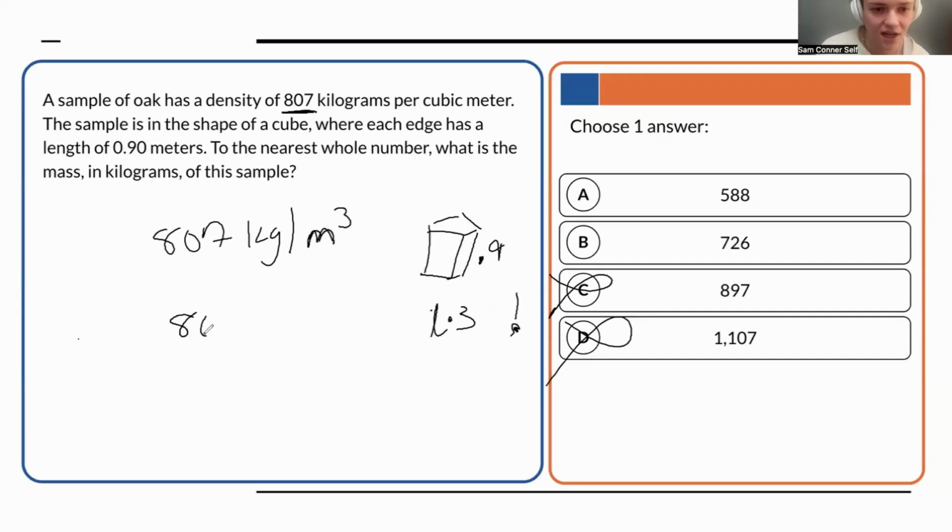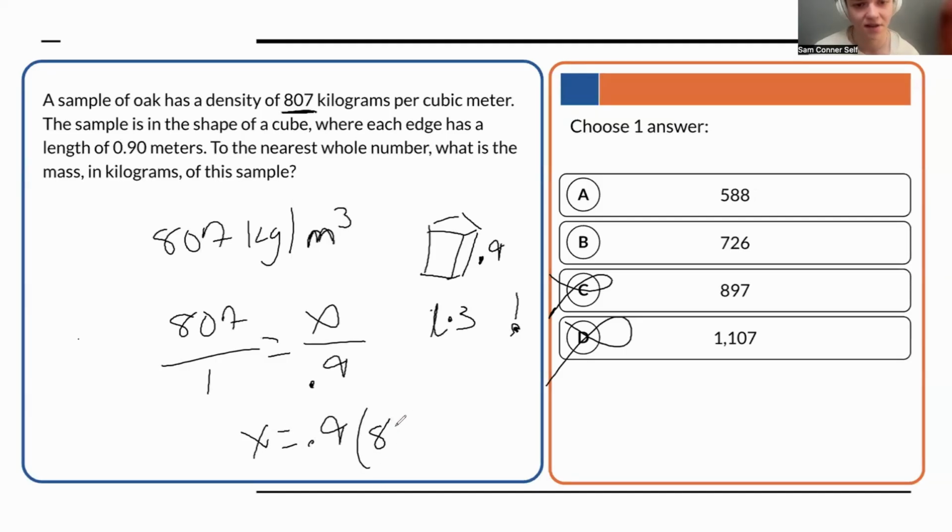Again, it's a ratio problem over 1 meter cubed, and we're looking for X over 0.9. Then you just multiply this out. X is 0.9 times 807, which should be 726. Yes, 726. When you do it on the calculator, there's a decimal, so you just round to the nearest whole number.